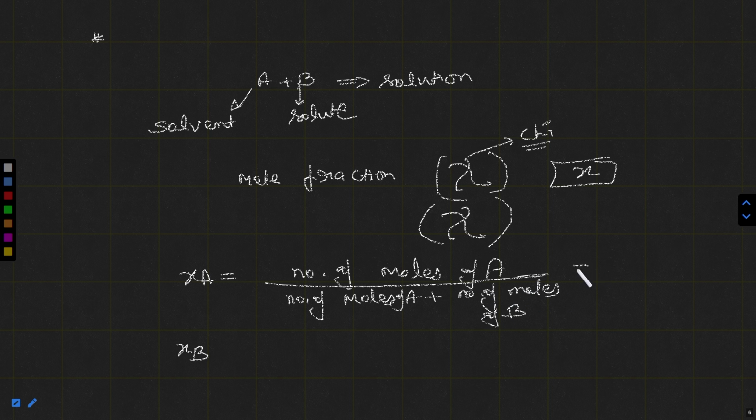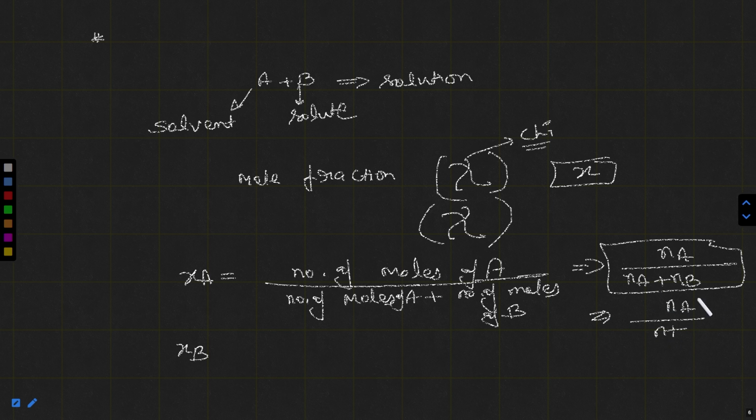Not only this, you can write in terms of symbols. Number of moles symbol is small n, and it is Na divided by Na plus Nb, or even you can write Na divided by Nt. Nt is nothing, that is the total number of moles.